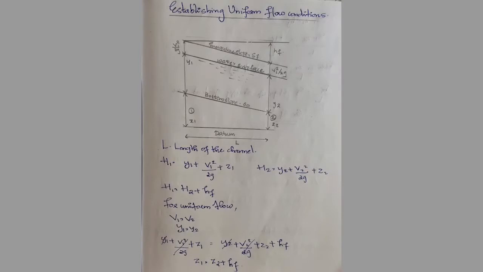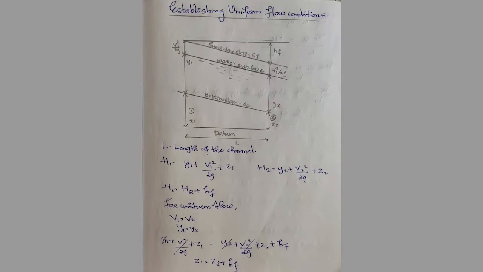Next topic is establishing uniform flow conditions. Here, flow through an open channel is shown. Along the path, two sections, section 1 and section 2, are considered. Length of the channel is taken as L. The total head at section 1-1 is given as H1 equal to Y1 plus V1 square by 2g plus Z1, and the total head at section 2 is given as H2 equal to Y2 plus V2 square by 2g plus Z2.